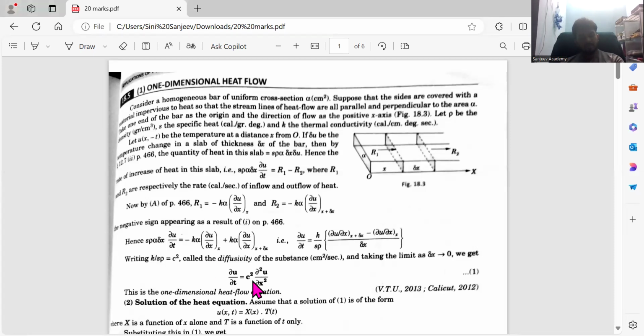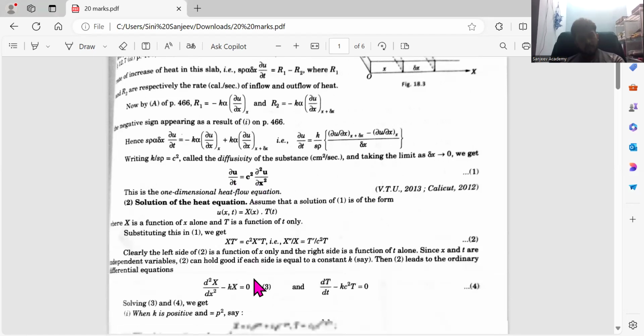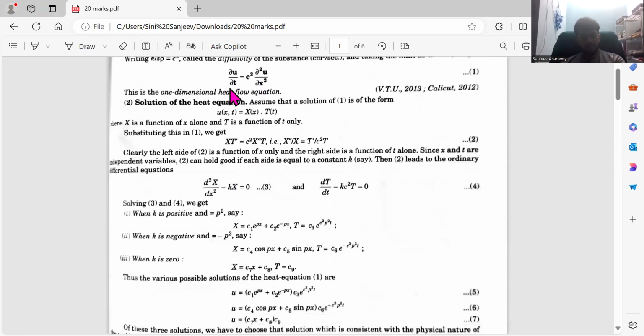Okay. So basically the one-dimensional heat flow equation is what? ∂u/∂t is equal to c² ∂²u/∂x². And the solution of the heat equation we'll apply in the problem. If you are not going through this, then we can never ever solve the problem. Or else whatever I teach, you will not be able to understand. So this is a little bit difficult topic, in the sense we have to know the derivation also. That's the reason I'm telling.